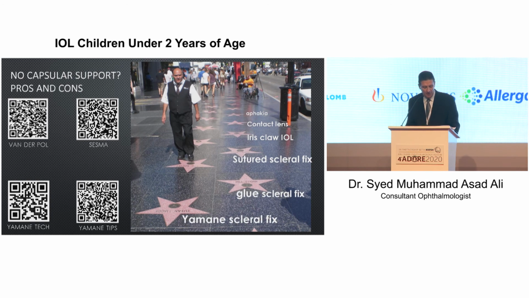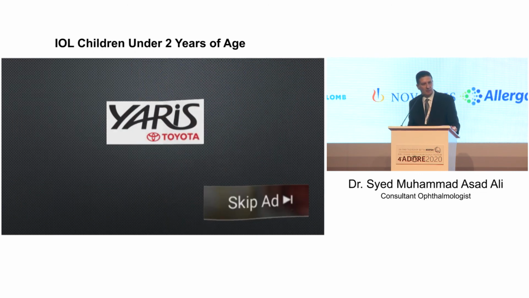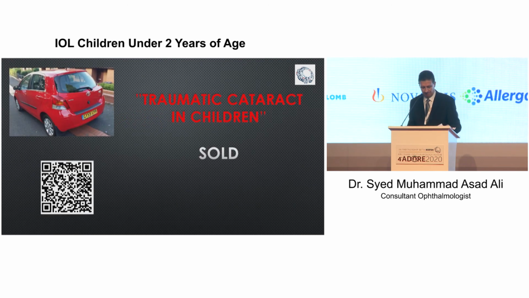In the history of ophthalmology, we started with absolute contraindications for IOL implantation in children. Then contact lens appeared as a choice. In the 70s, iris claw IOLs appeared. Then sclerofixated, glue fixated. And now, the Hollywood star, the Yamane technique. All these techniques have pros and cons. And I'm pretty sure that in the near future, we'll have new Hollywood stars. To resume, the treatment and management of the traumatic cataract should be tailored. I hope that I could sell the traumatic lecture.